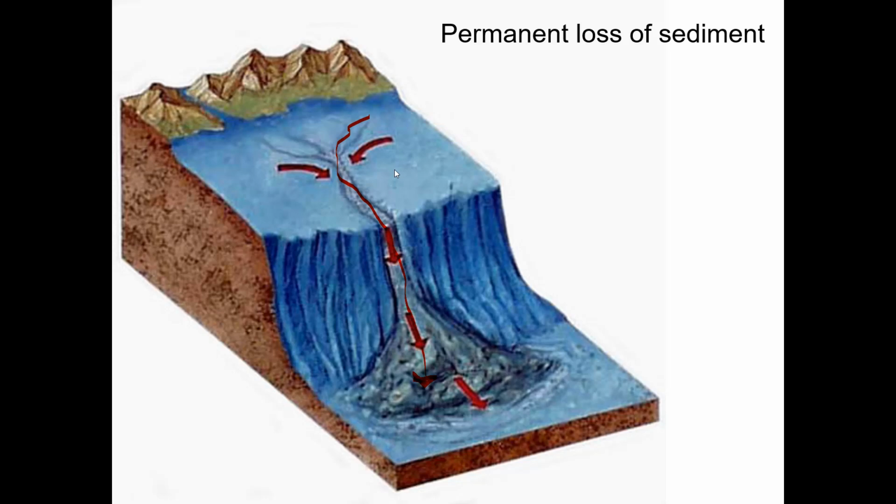So in general, permanent loss of sand involves taking the sand away from the shoreline and moving it far enough offshore where it can't return.